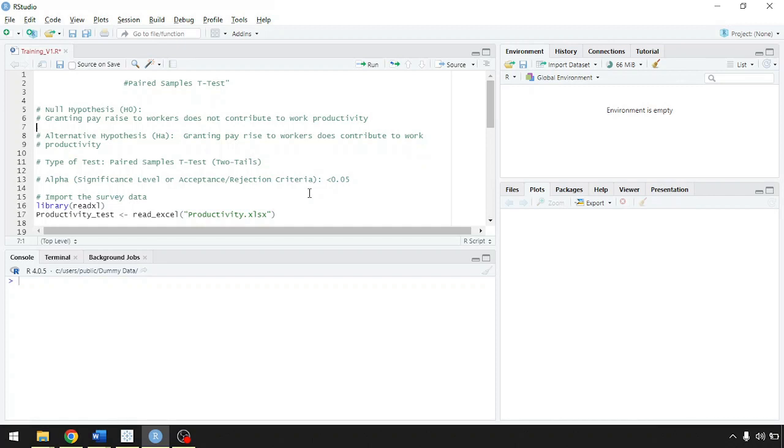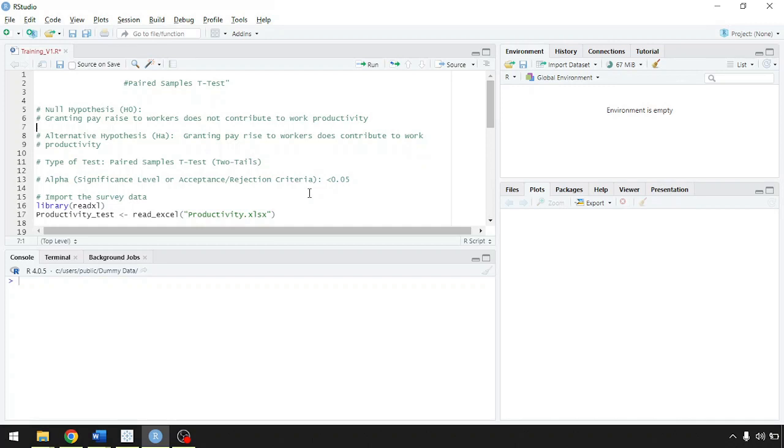A paired samples t-test is when you're looking at two paired samples, or two fields of data, which come from the same population. One of the variables of the data is before you introduce a change, and the second one is after you introduce a change.